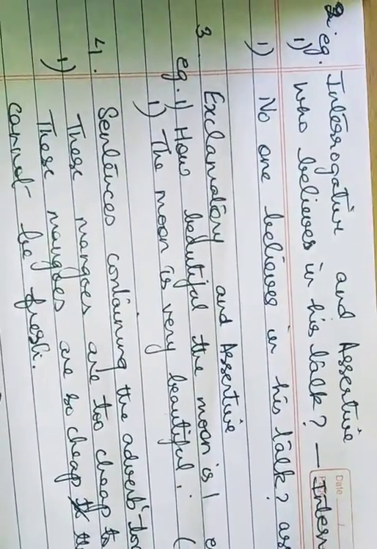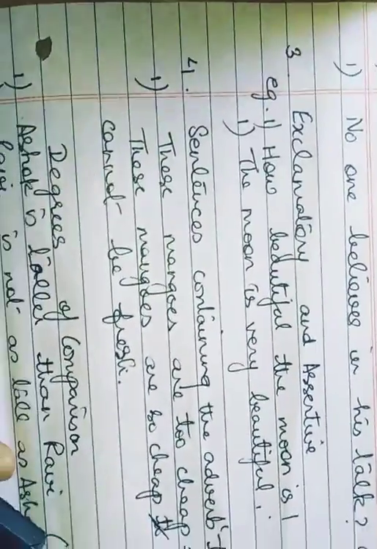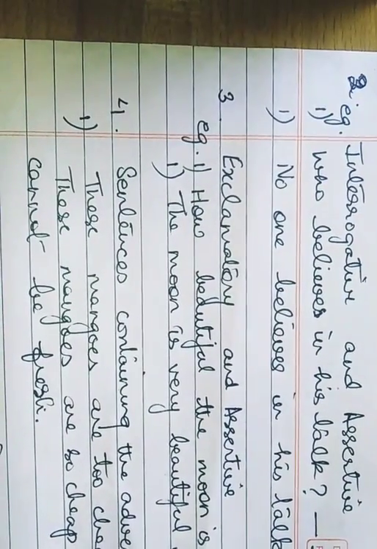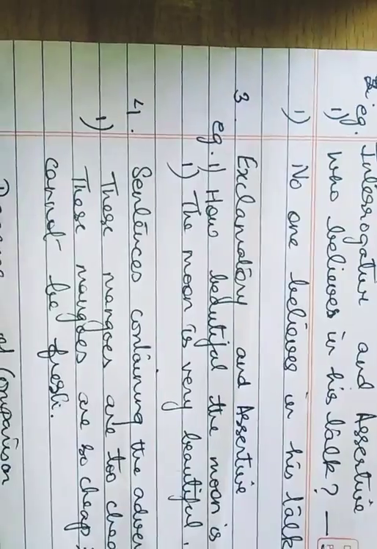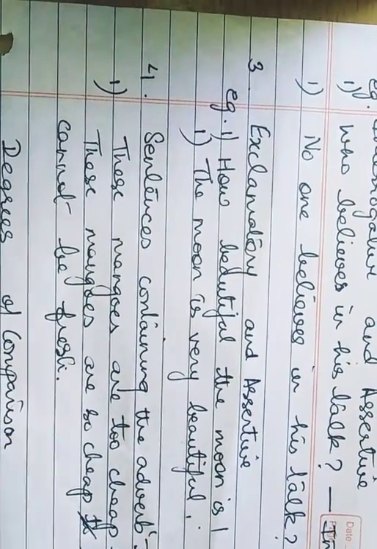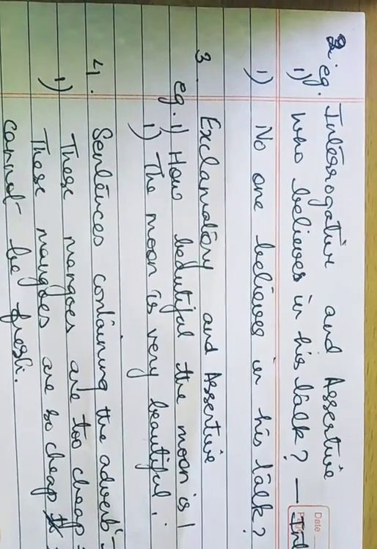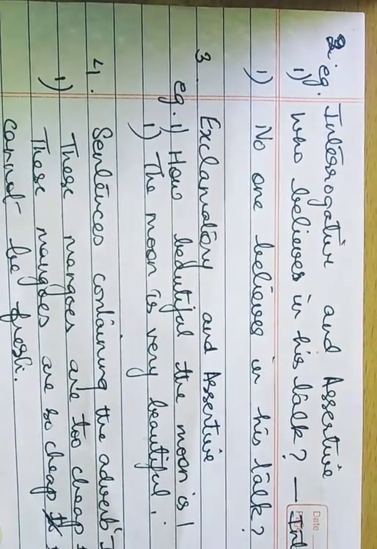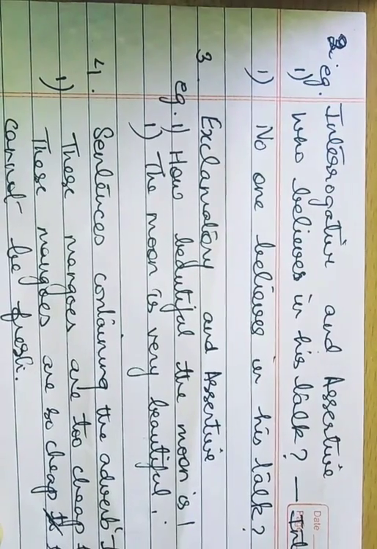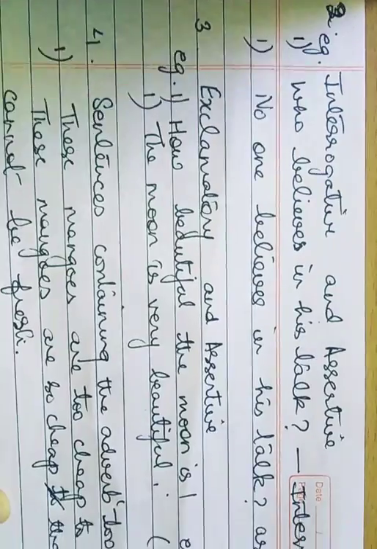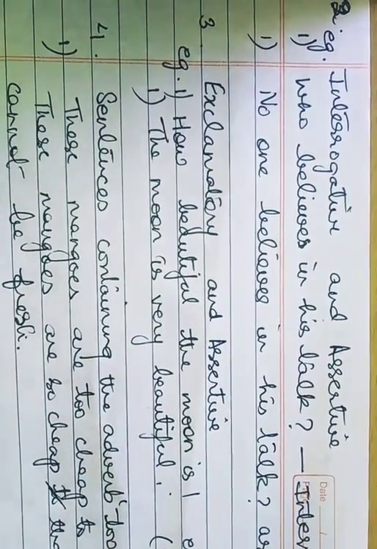We have a few more ways of interchange of sentences, and here we go with the second type, interrogative and assertive. Now, the first example is, who believes in his talk? This is an interrogative sentence. The changed sentence to this is, no one believes in his talk. This is an assertive sentence.